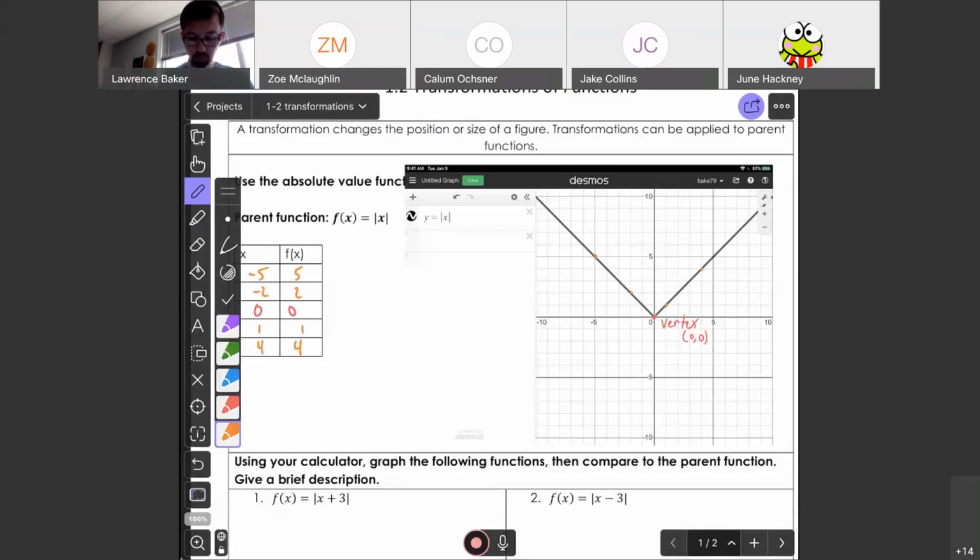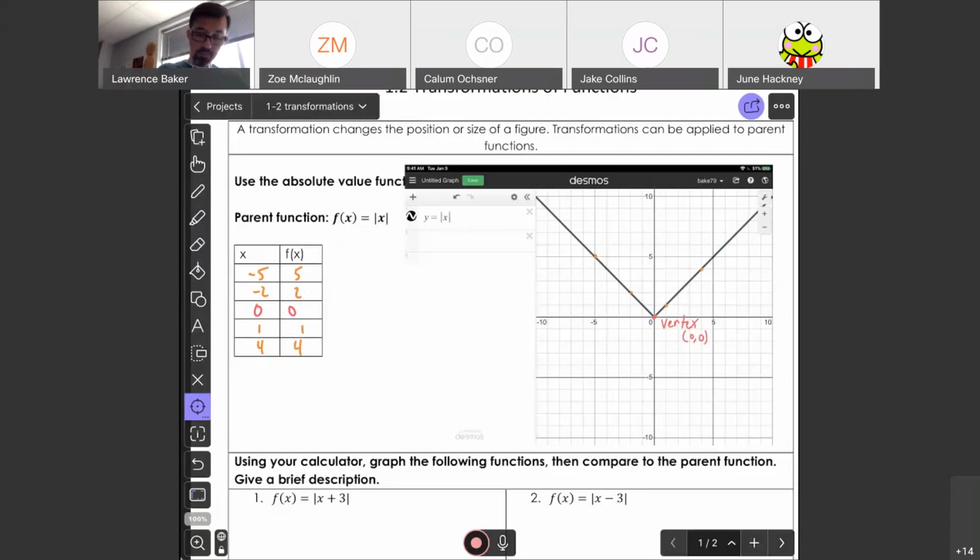So remember what we're doing, right? We're plugging that x value into the absolute value function, so then it's giving us the absolute value of that number back out. So we plug -5 in, we get 5 out. Plug -2 in, we get 2 out. Plug 0 in, we get 0 out. And if I plug 4 in, we get 4 out. And a whole bunch of other points too that we could have written down.